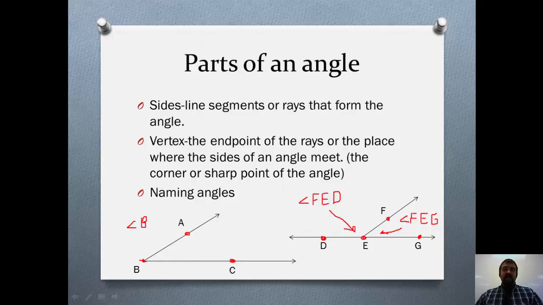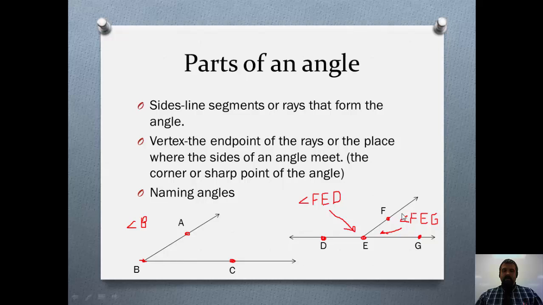Please note, both of these have a different name. This angle right here could also be called angle DEF, reversing the order. E has to be the middle letter. There is a third angle here, and that's called a straight angle. It's 180 degrees, or a straight line. That would be angle DEG, the big angle that is the combination of the two. Ray ED and ray EG have the vertex E. It's a straight angle, 180 degrees.